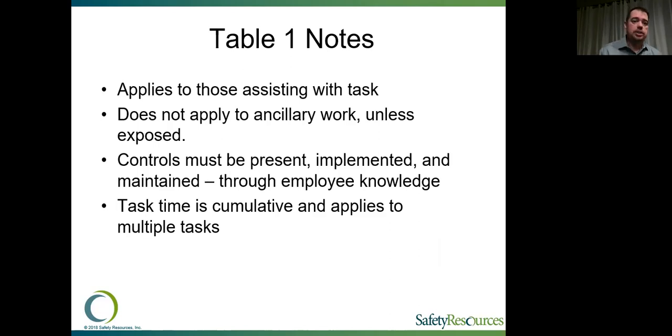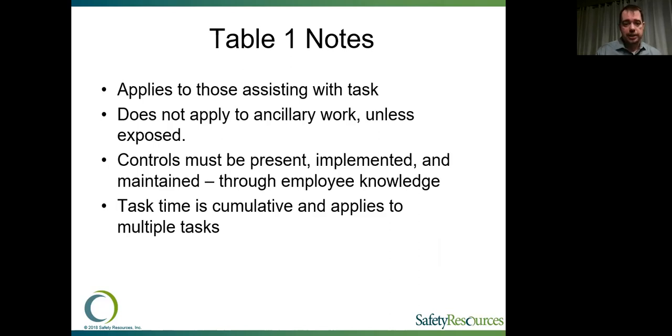It does not or would not apply to ancillary work, such as any type of traffic control or housekeeping or other processes that are in that same area, unless they are assisting with that work, or unless they have direct exposure to it. We wouldn't need to include them in that Table 1. However, if their exposure could be considered to be above the permissible exposure limit, then we would have to work into understanding what control methods would be in place for them as well.